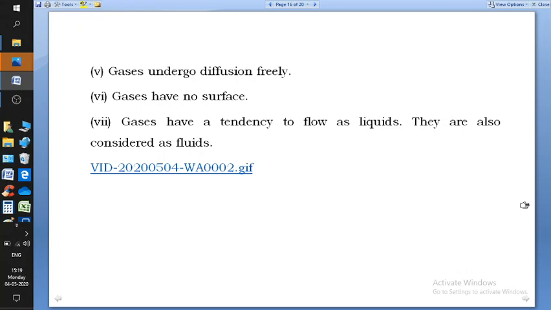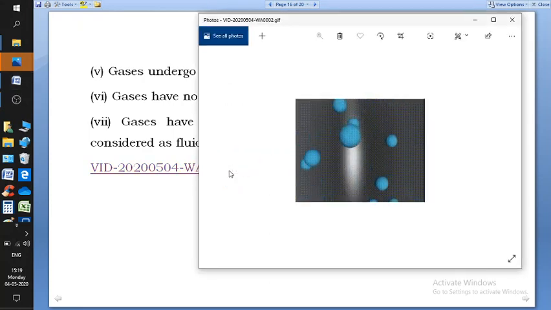Gases undergo diffusion freely. They can intermix very quickly with other particles of other substances. As for example, I've already given. Okay, I'll show you one. So this is one example of how particles move in a gaseous state, and because of this property, they can intermix very, very quickly, very easily with other gaseous particles of other substances.